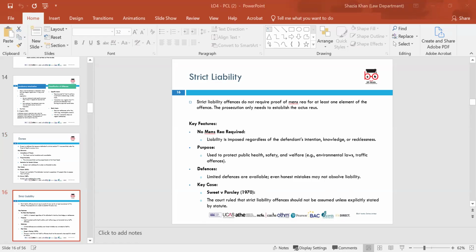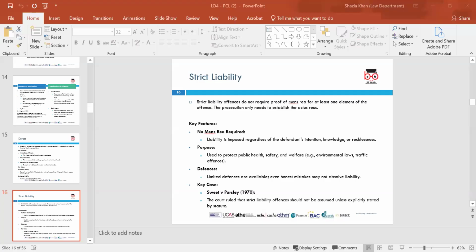Strict liability. Strict liability offences are crimes that do not require the prosecution to prove the defendant's intent, knowledge, or negligence. In these cases, the defendant can be held liable even if they try to avoid the harm. The key feature here is that no mens rea is required. The defendant's mental state is not relevant. The purpose is to protect the public's health, safety, and welfare. The defences are limited. Even honest mistakes may not absolve liability. The injured party in strict liability cases does not need to prove negligence or fault to receive damages.